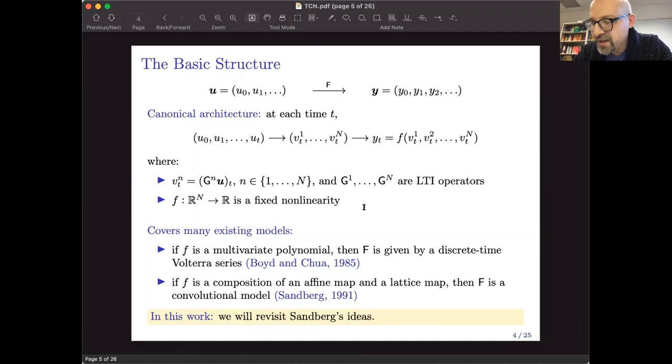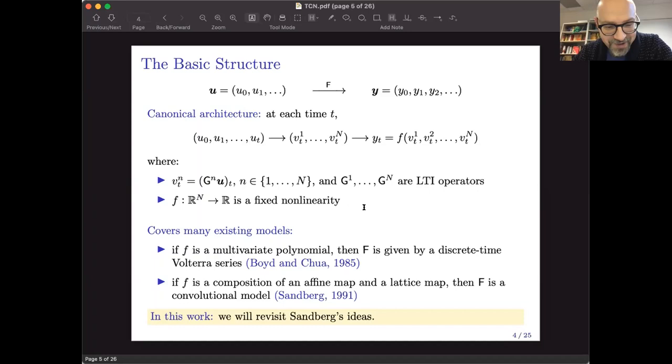It's interesting that using different forms of f, you end up with different kinds of systems. For example, v1 through vn are real numbers, so you can have a multivariate polynomial. If f is a multivariate polynomial, then this is actually a discrete-time Volterra series with finitely many terms. And these types of systems were actually analyzed by Steve Boyd in his doctoral work at Berkeley.